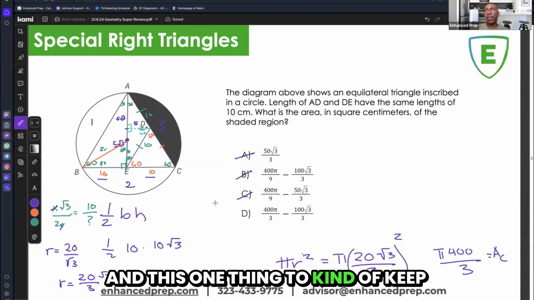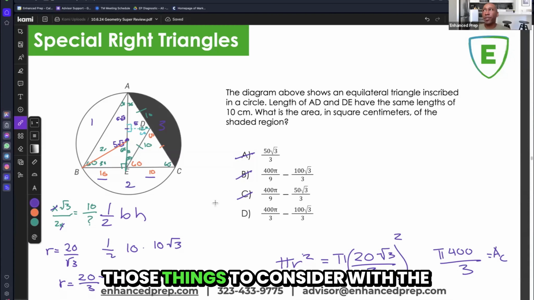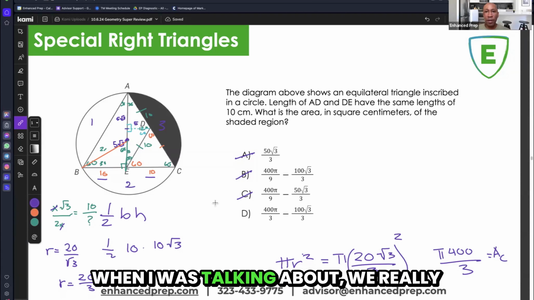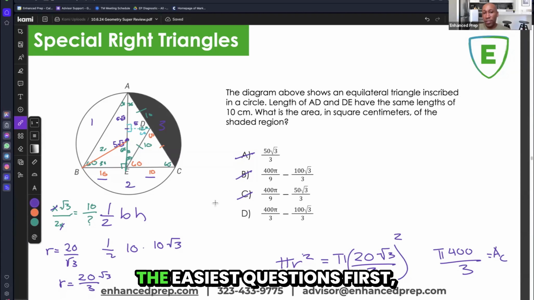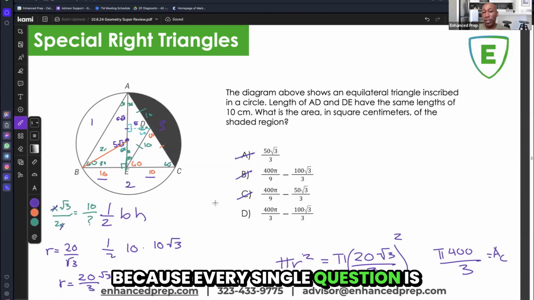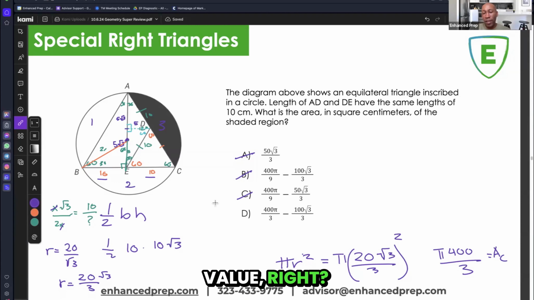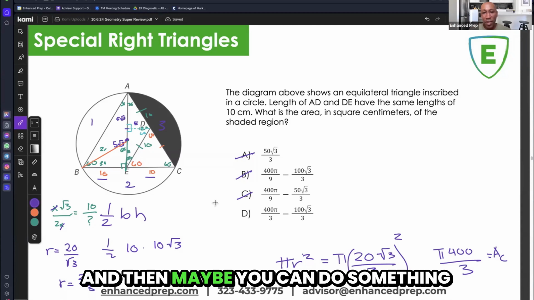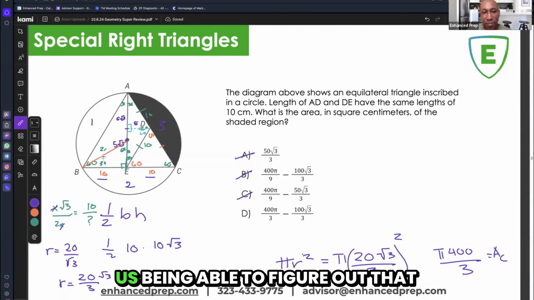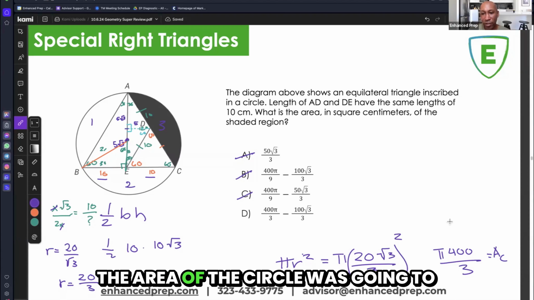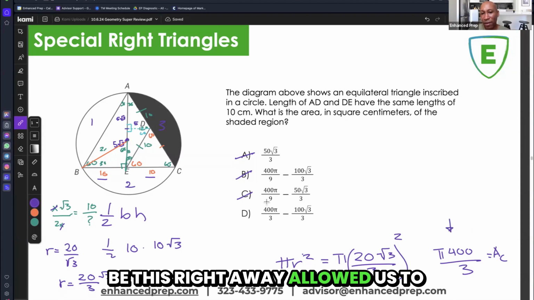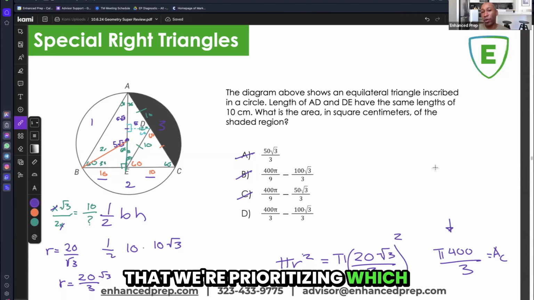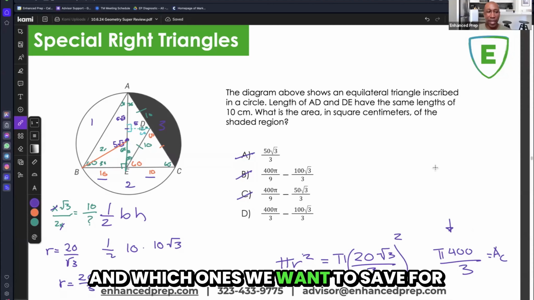And this one thing to kind of keep in mind is that this is one of those things to consider with the exam. When I was talking about, we really want to make sure we're answering the easiest questions first, because every single question is worth that same amount of point value, right? If you get to something like this and it looks like it's going to take a while, skip it. Okay. You can come back later, and then maybe you can do something where you get process of elimination, right? Us being able to figure out that the area of the circle was going to be this right away allowed us to get rid of 2 answer choices. But again, we want to make sure that we're prioritizing which questions we want to work through and which ones we want to save for later.